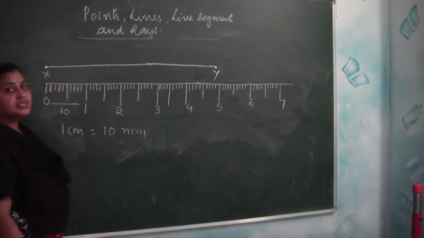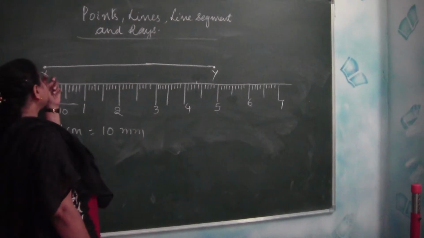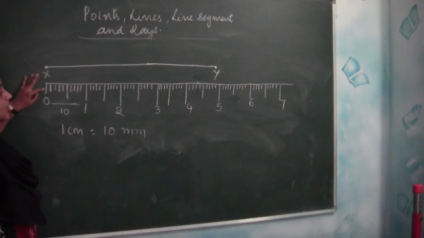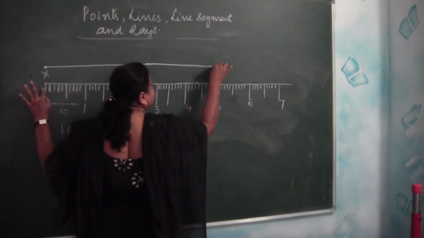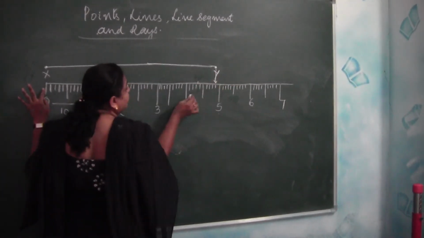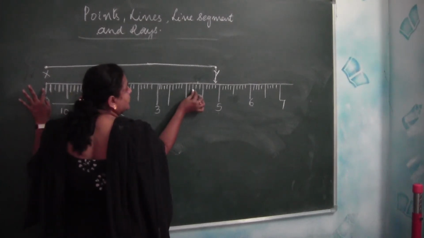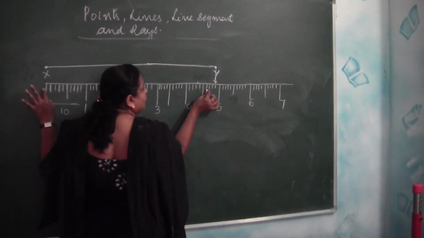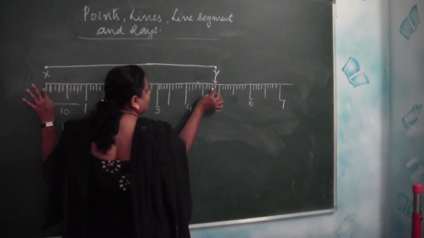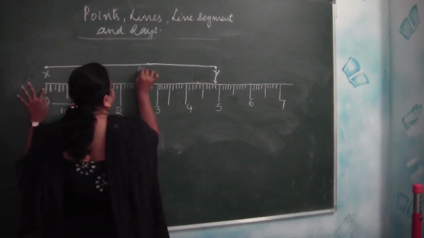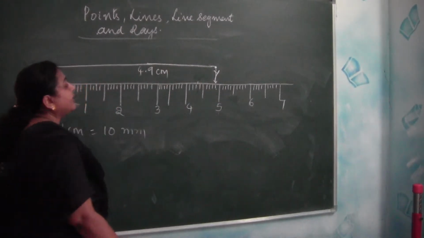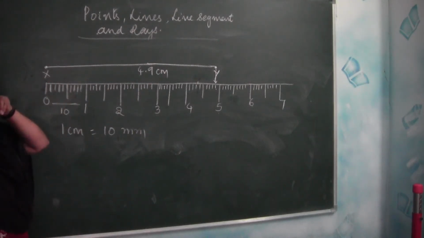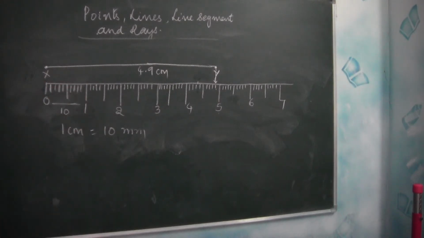Now we need to measure this line segment XY. The starting point of the scale should be placed on the starting point, and see where the ending point is being shown, children. Now see, 4, 4.1, 4.2, 4.3, 4.4, 4.5, 4.6, 4.7, 4.8, 4.9. So the measurement of this line segment is 4.9 centimeters. Got it, children? This is how we measure the length of the given line segment.